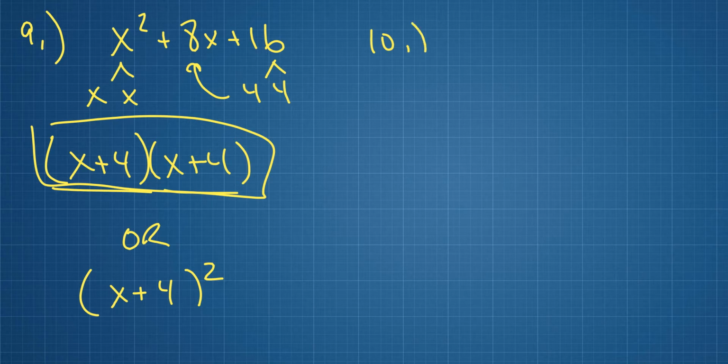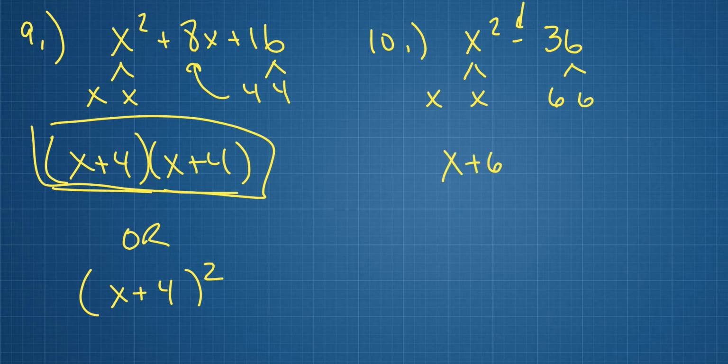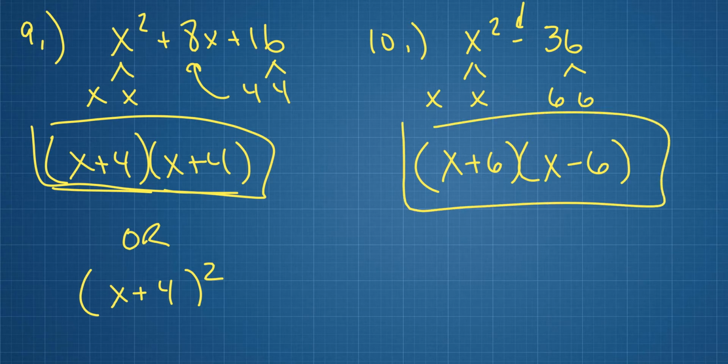Number 10 is actually the same thing as number 7. Very easy. x squared minus 36. Remember, perfect square to start, x and x. Perfect square to end, 6 and 6. There's a minus sign in the middle, so I say x plus 6, x minus 6. Done. That's it for 10.